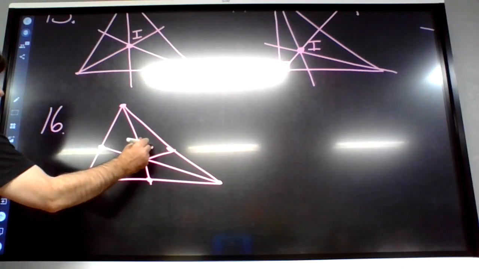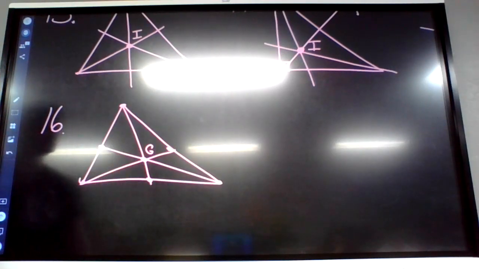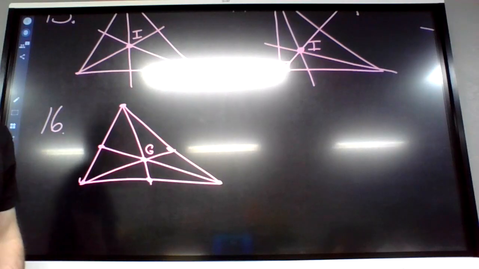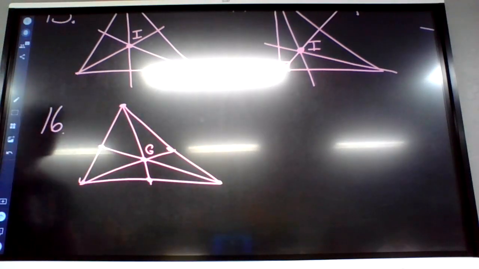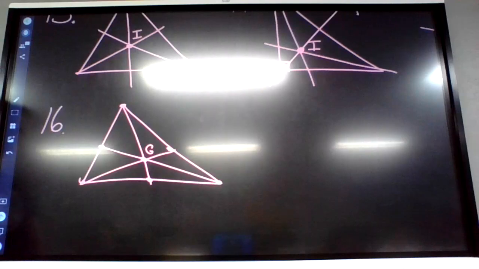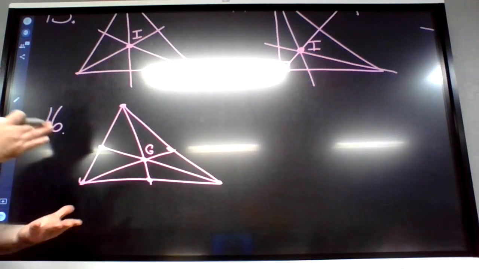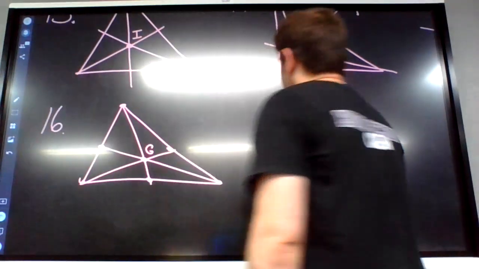And we're supposed to label the incenter with G. Or sorry, the centroid with G, I mean. How curious. I can understand. Just make your lines, you don't need to copy this, just make your lines go to the middle of the opposite side. That is all.